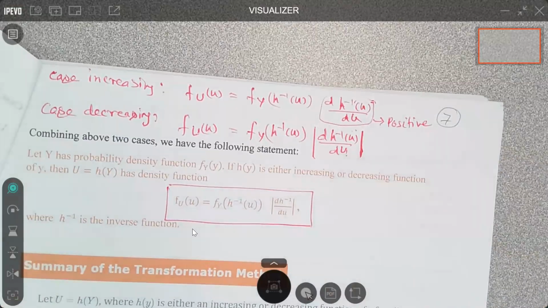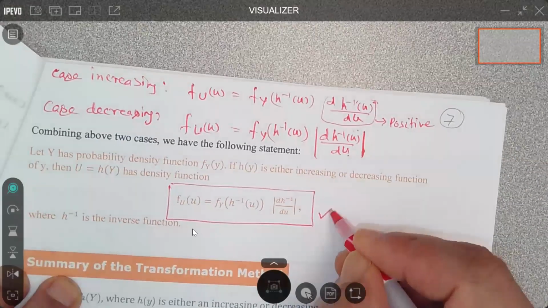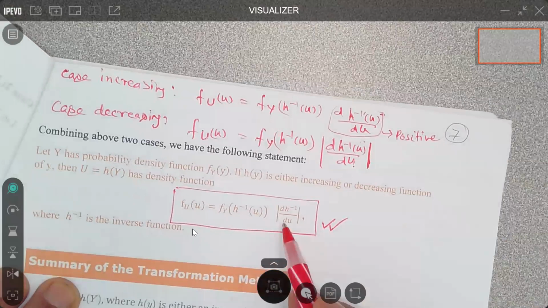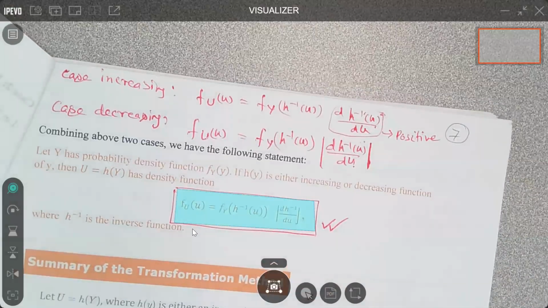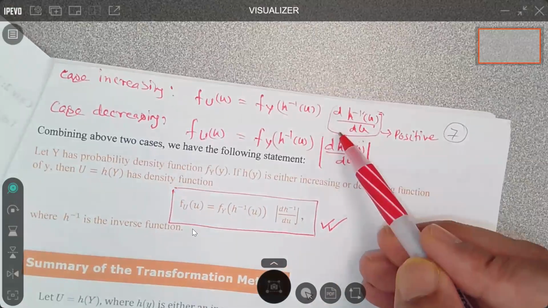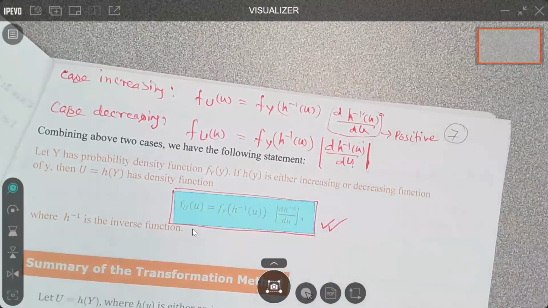So combining these two formulas, we only need this one formula, because if you take the absolute value of a positive, it is the same thing. So that's why it works for both. This will be on the Friday quiz, and you will be doing the same in the assignment. Okay, do the assignment.